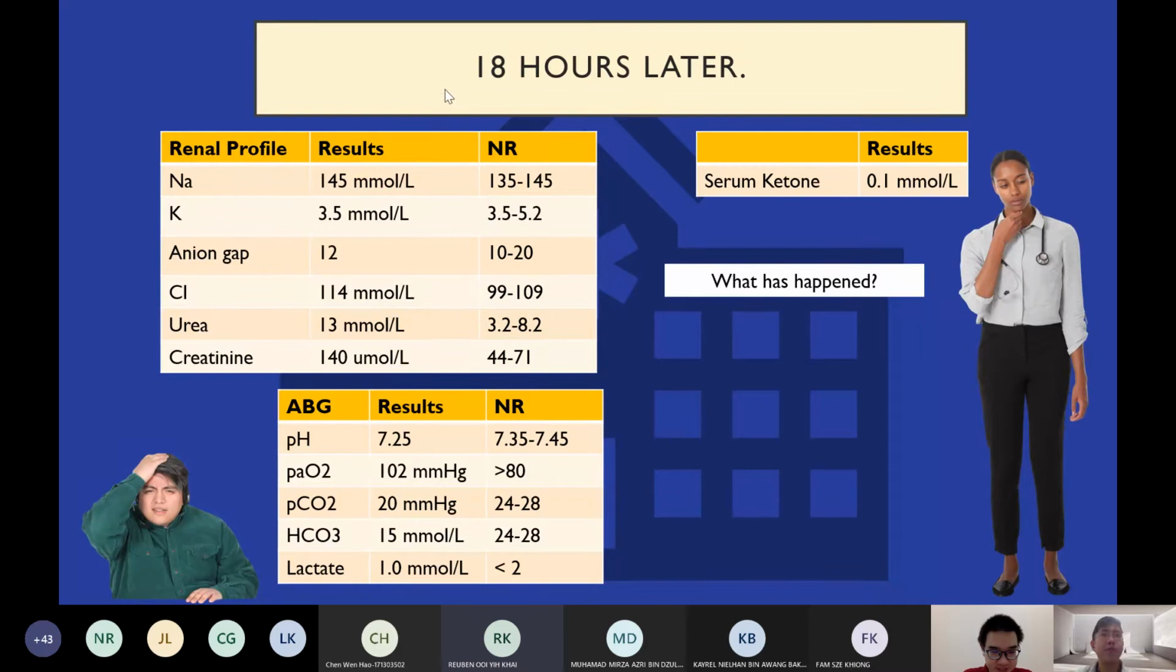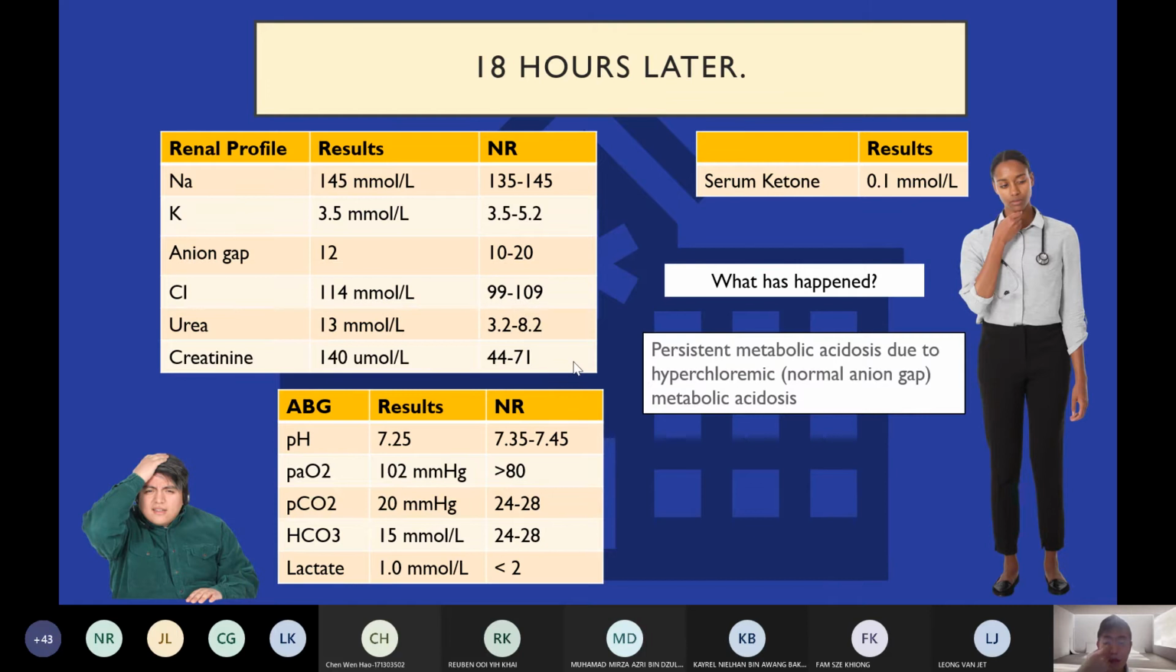All right. So if I'm not mistaken, the normal anion gap is your HARDASS, yeah? So hyperchloremia, okay? So he's actually developed persistent metabolic acidosis due to hyperchloremic normal anion gap metabolic acidosis. You can see his chloride has actually risen because you've been giving him a lot of normal saline. Yeah, his sodium also has gone up to the higher end of normal. His chloride is beyond the normal range. Okay, his anion gap is within normal range.